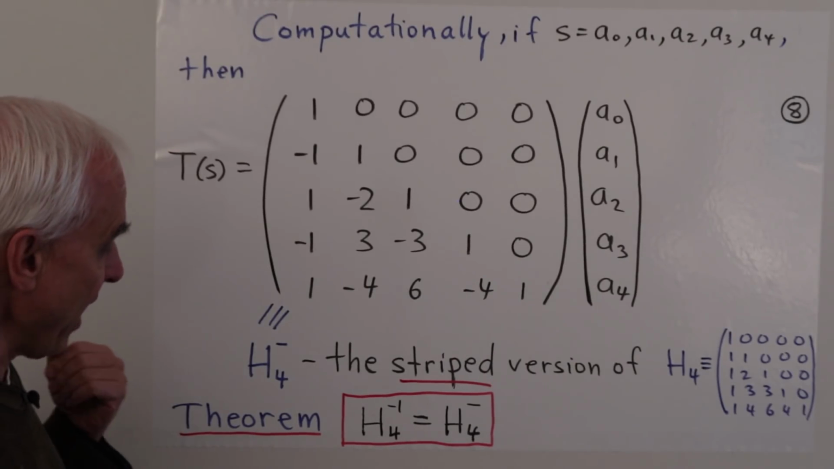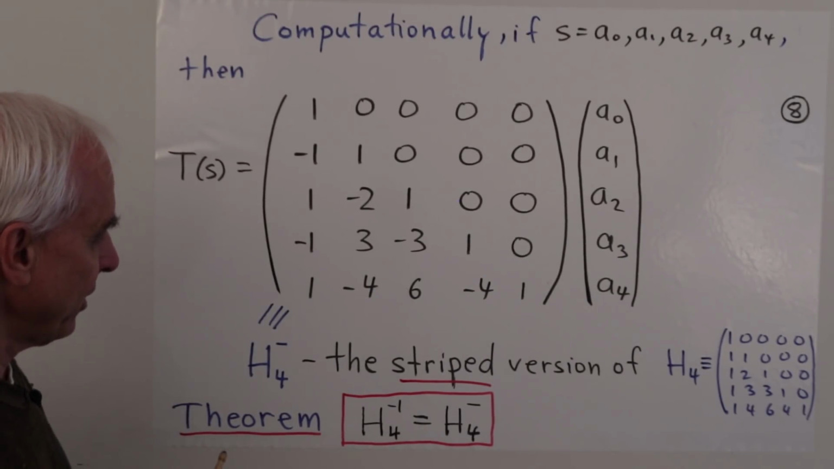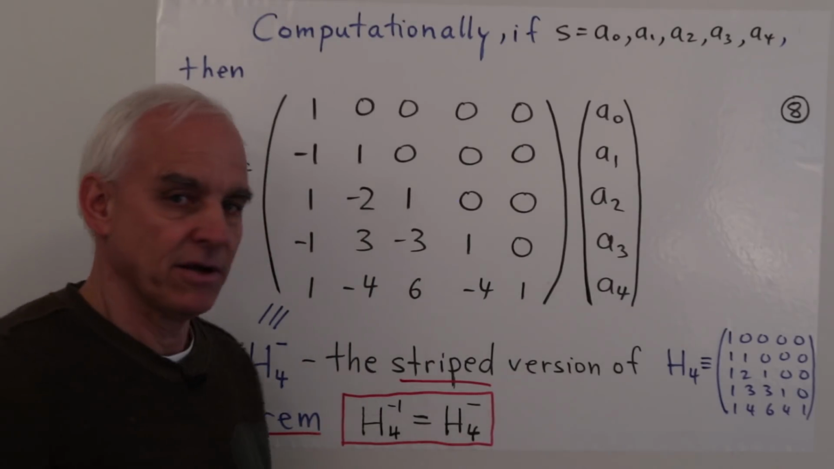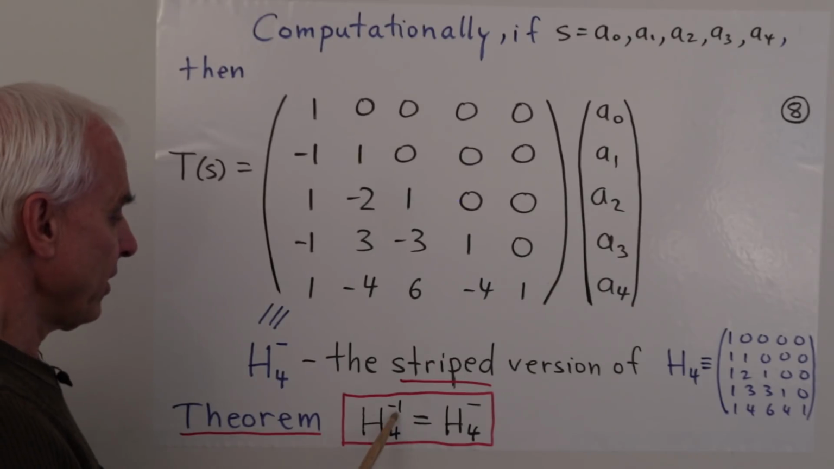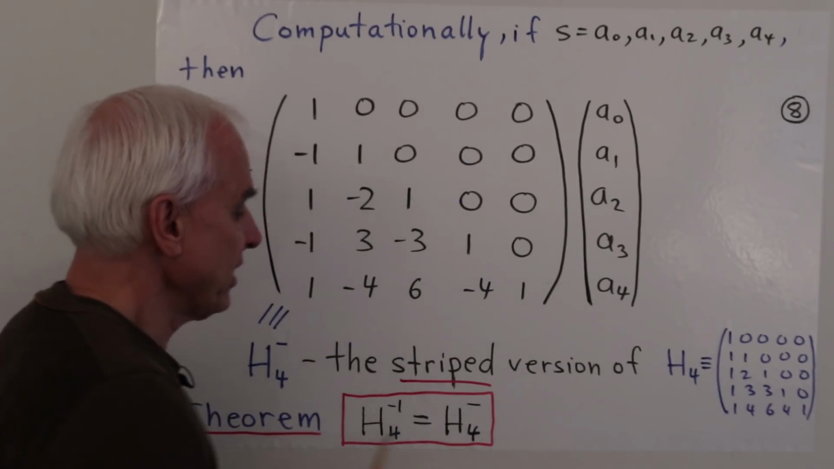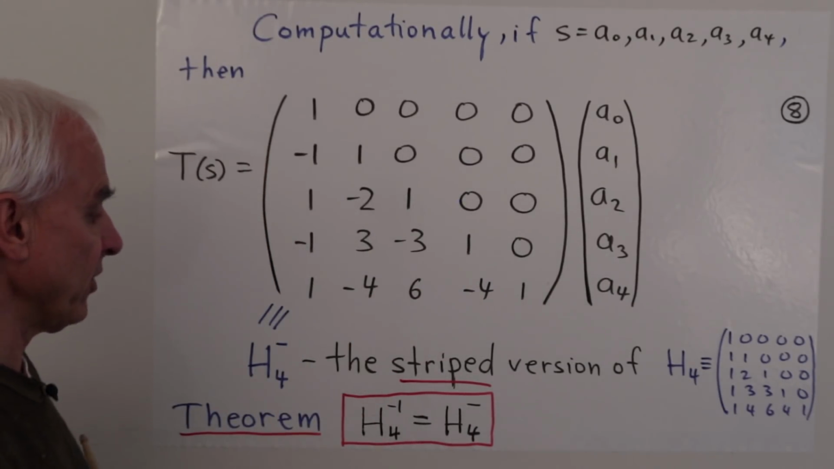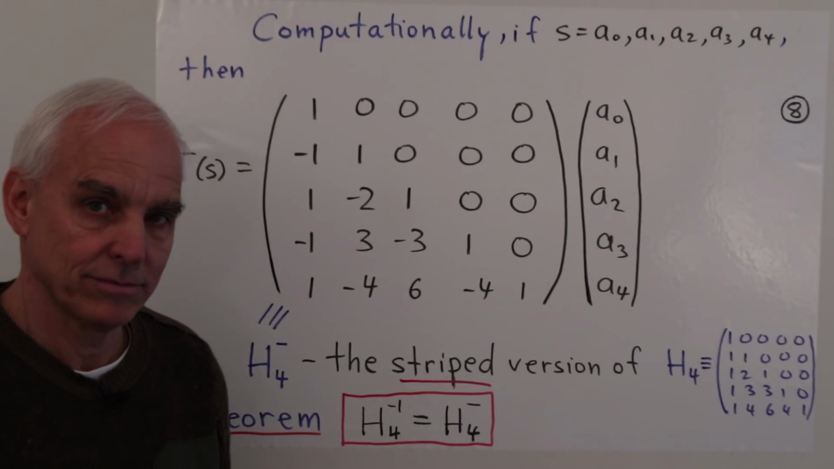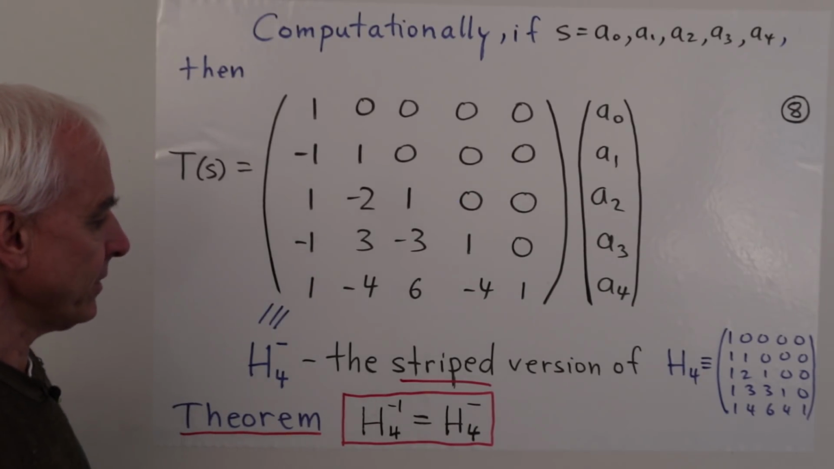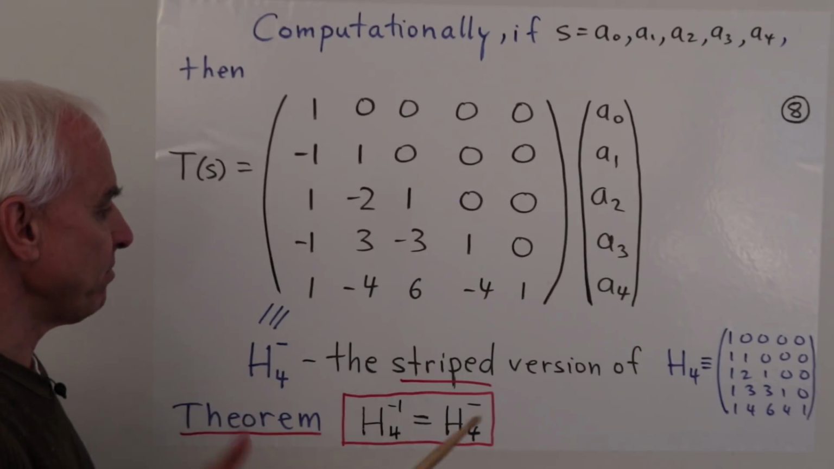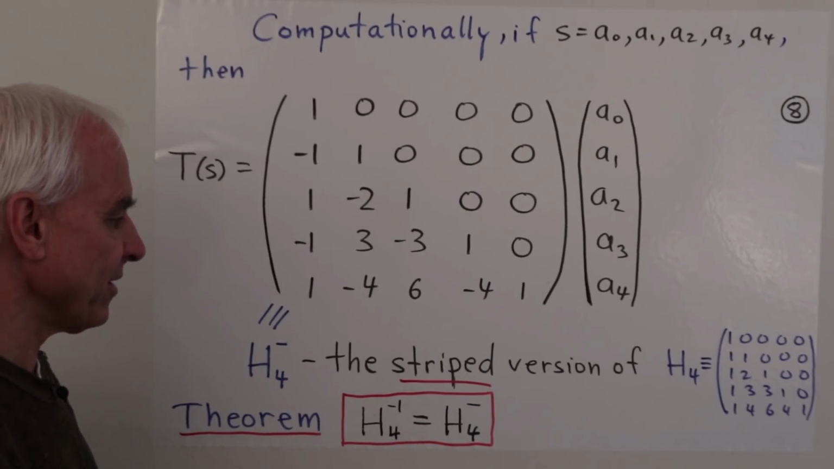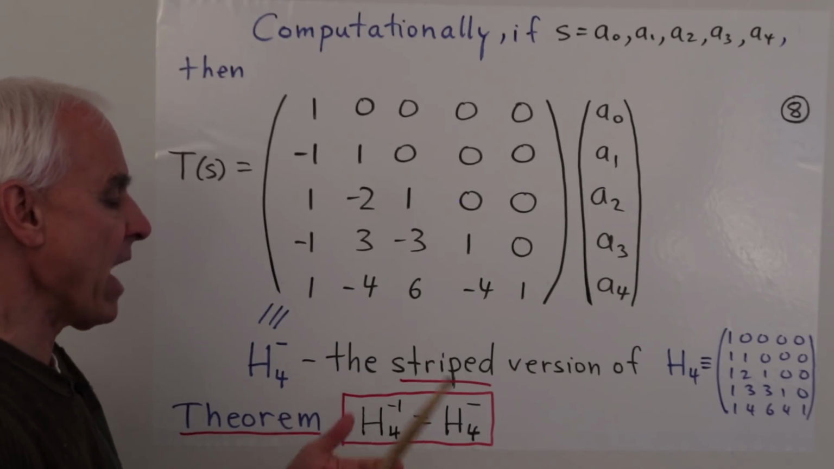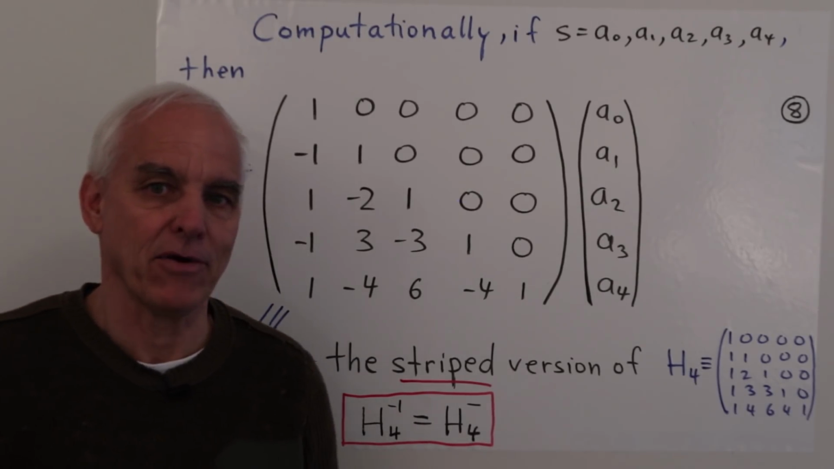Now it is a very pleasant fact that these two matrices are inverses of each other. So H4 inverse, the inverse of this matrix, is exactly this striped matrix H4 minus. And so there is some pleasant combinatorics floating around here that we'll see in the same pattern in other situations as we carry on.